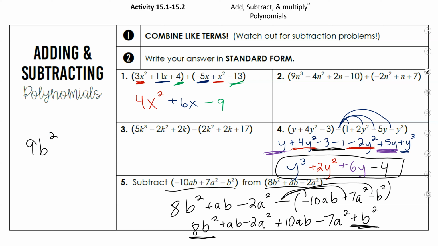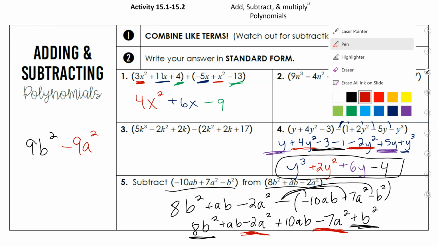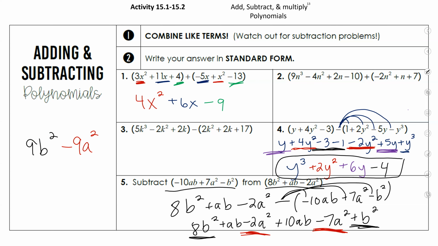And then I'll do the a's. So here's a negative 7a squared and a negative 2a squared. What are those together? So negative 9a squared. And then let's do our abs. I have an ab here and I have 10 abs here. So what is that? Yep, so this will be 11ab. Does it matter if you do a or b first? No, it doesn't matter in this case.